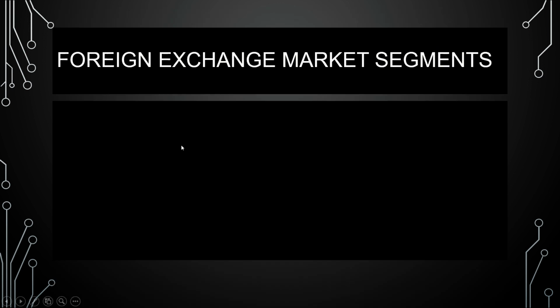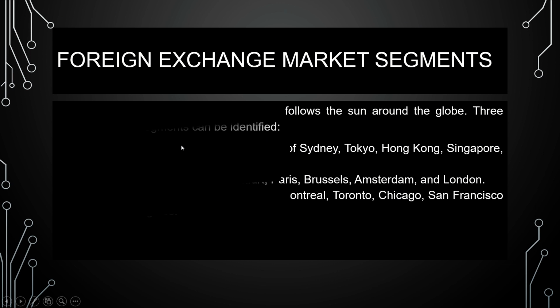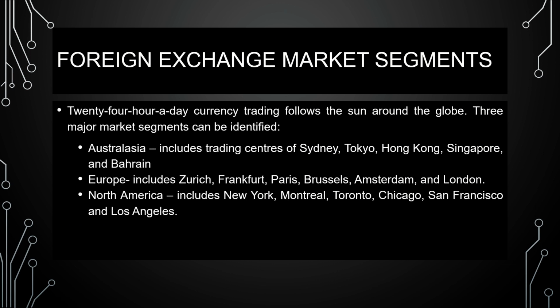Foreign exchange market segments. The foreign exchange market can be divided into three major market segments. There is Australasia, which includes the trading centers of Sydney, Tokyo, Hong Kong, Singapore, and Bahrain. And then we have the Europe segment, which includes Zurich, Frankfurt, Paris, Brussels, Amsterdam, and London. And finally, we have the third market segment, which is North America, which includes all these cities.